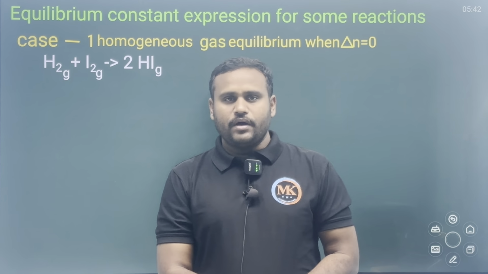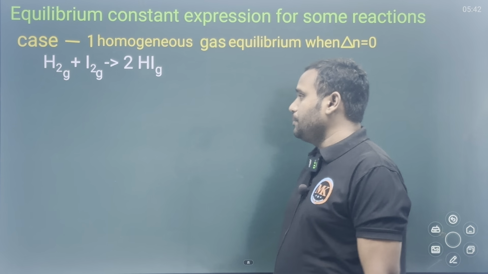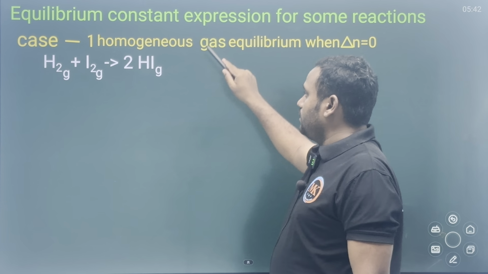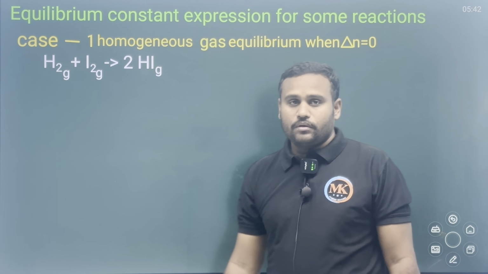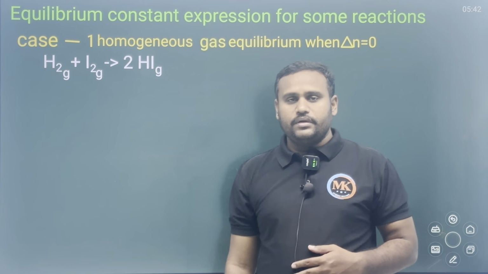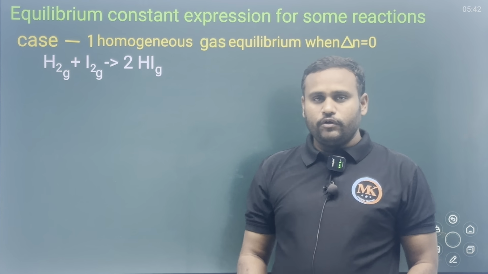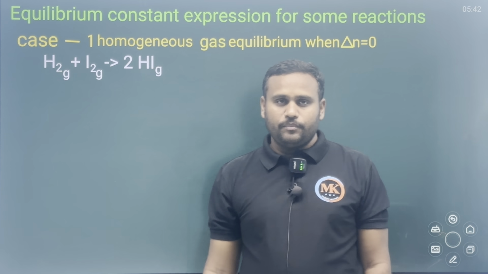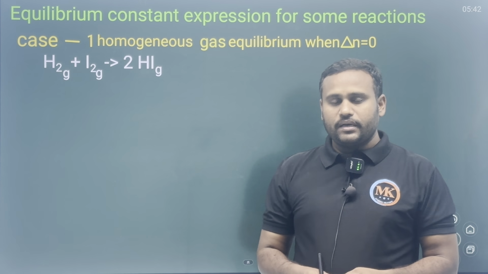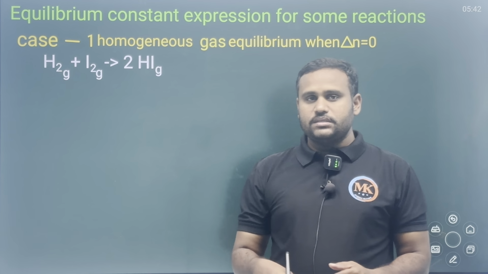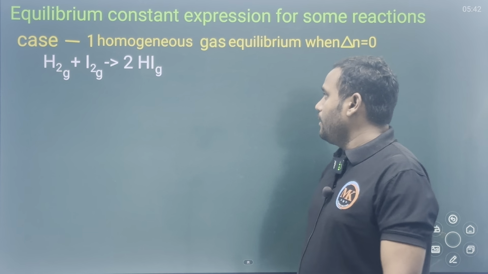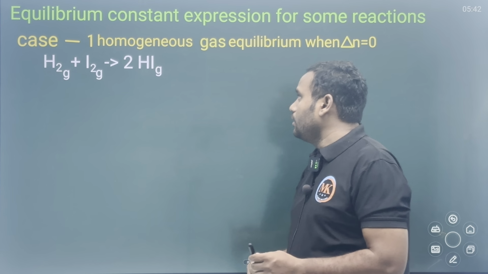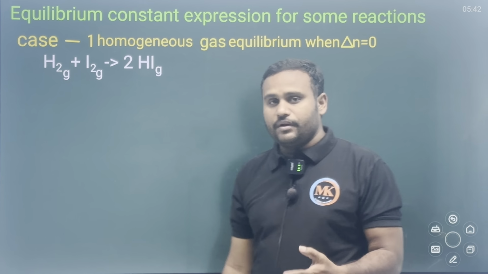So in this video I am going to explain the chemical equilibrium chapter. The topic here is the equilibrium constant expression of some reactions. So far we have discussed what equilibrium is, what the conditions for equilibrium are, what the rate constants are, and the relation between Kc and Kp. Everything I have explained. And now in this video, the equilibrium constant expression for some reactions.